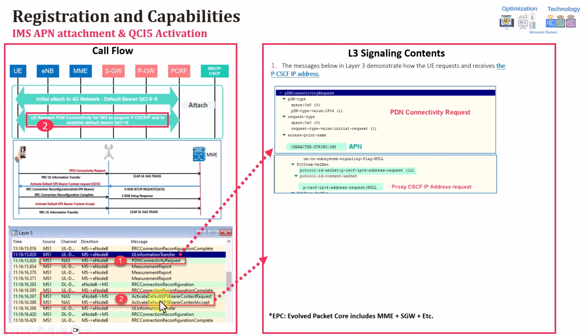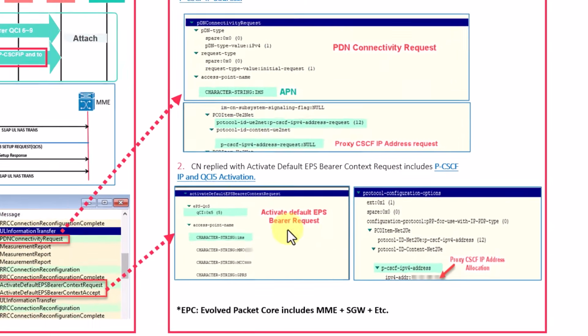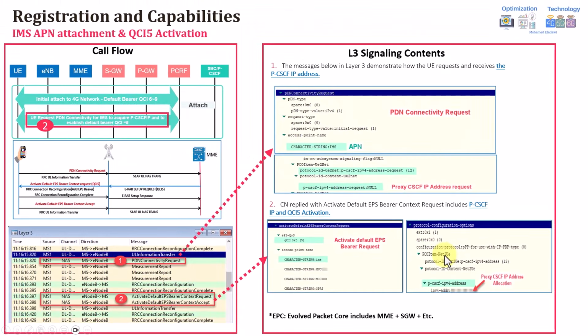Once he receives the response from the network, through the steps we just explained previously, he will receive this activate default EPS bearer context request. Within that, you'll find information about the IMS now and the quality of service, and it will also give him the address. It will tell him, okay, this is the proxy CSCF IP version 4 address. You'll find the address here. This is usually called proxy CSCF discovery. So now the user is aware of the IP. He can start communicating with the IMS to start doing the registration to the IMS.